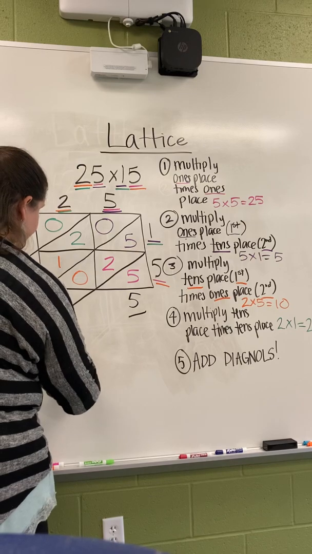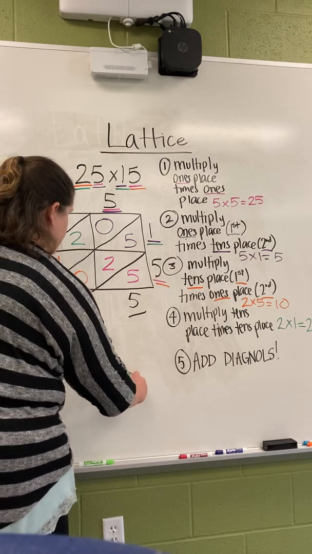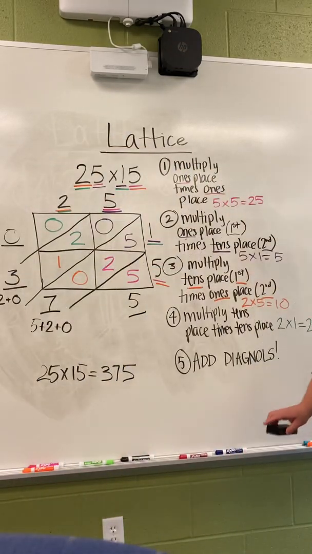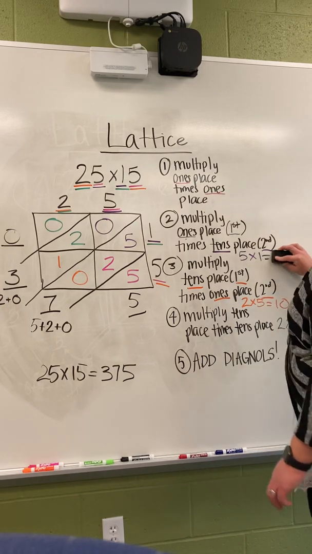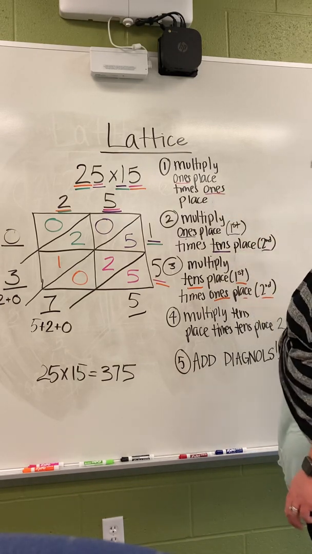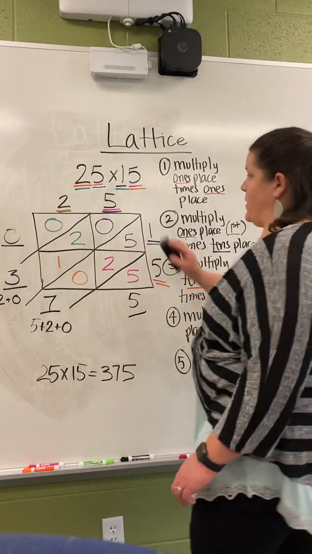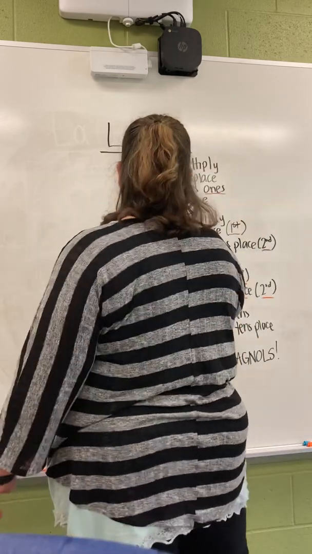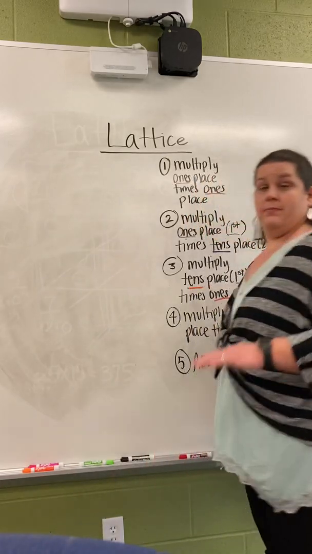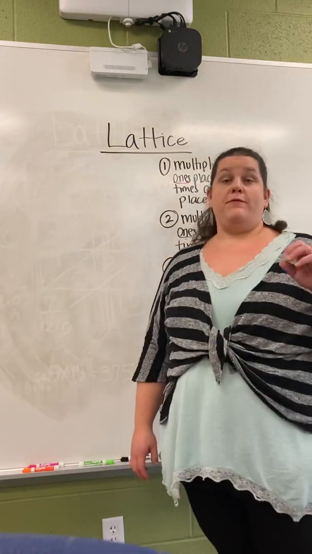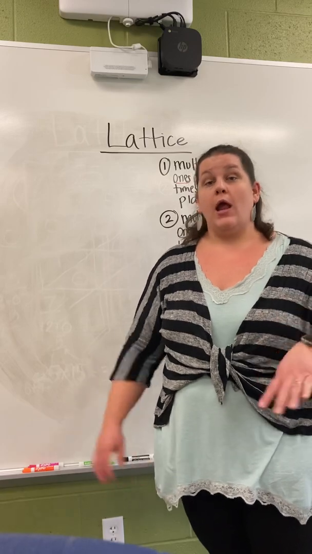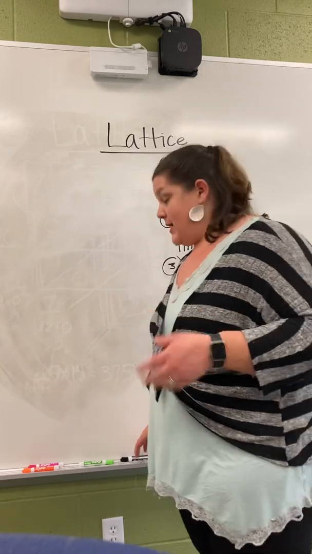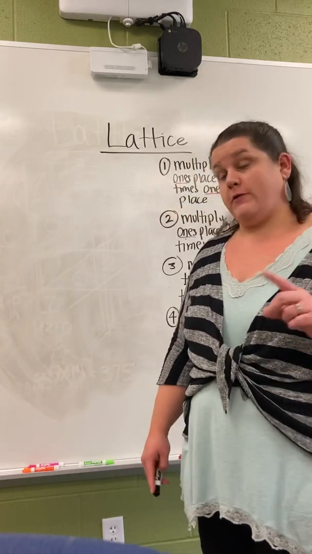25 times 15 equals 375. Now, is there another way to do this? Absolutely yes. Today, however, we're working on the lattice method. So we're going to do one more problem together so you can see if it's any easier the second time. Like I said, do you have to use lattice? No. If you can do it a different way and get the right answer, that's fine. Whatever way works for you. Lattice has been easier for a lot of my kids in the past, so I'm showing it to you first.